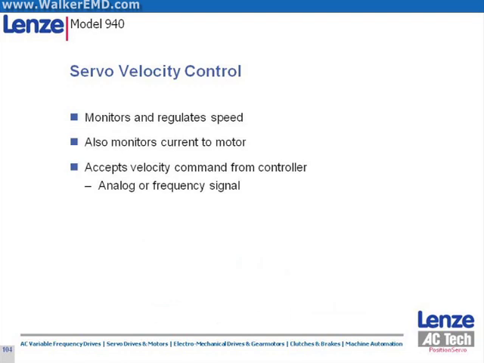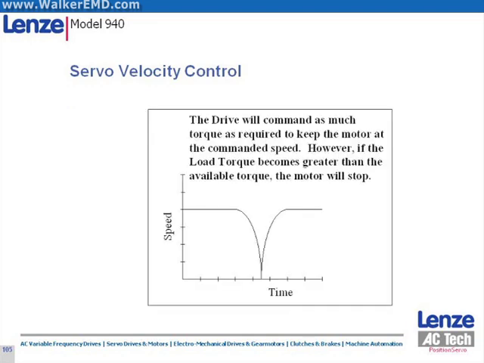However, the drive will not allow its peak current limit to be exceeded. Analog input 1 can be used as a velocity command, or the drive's internal variable, IREF, can also be used for this purpose. While in velocity mode, there is no position error checking.